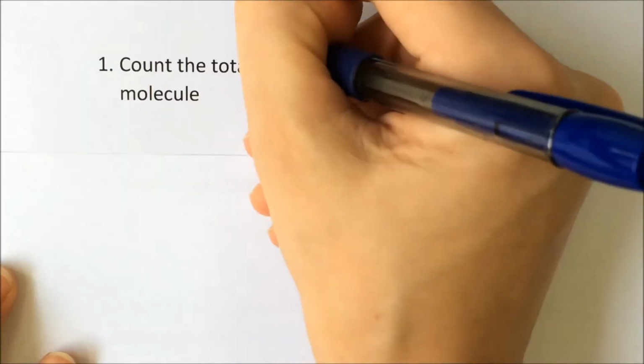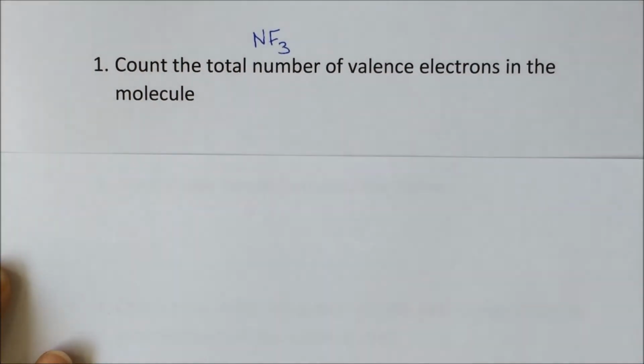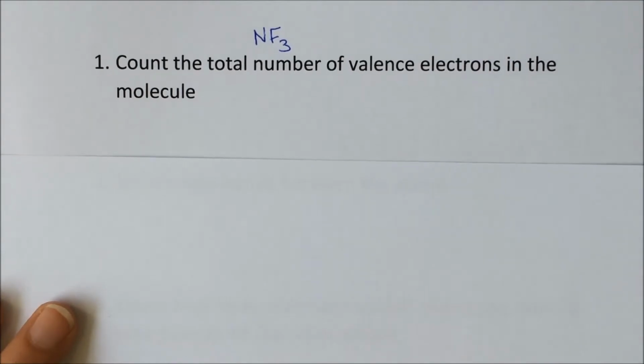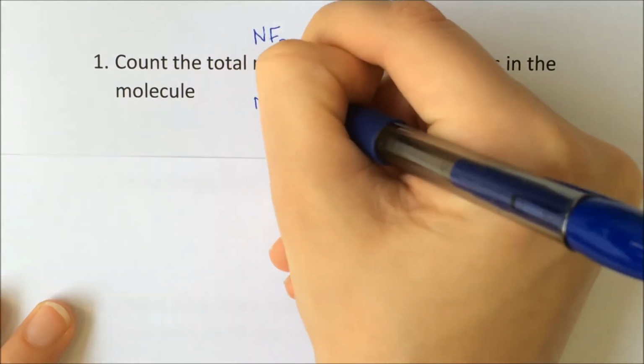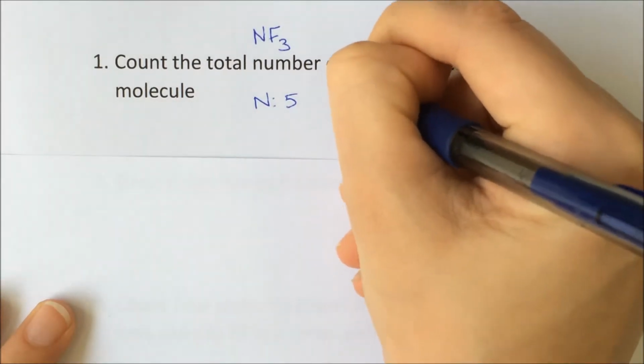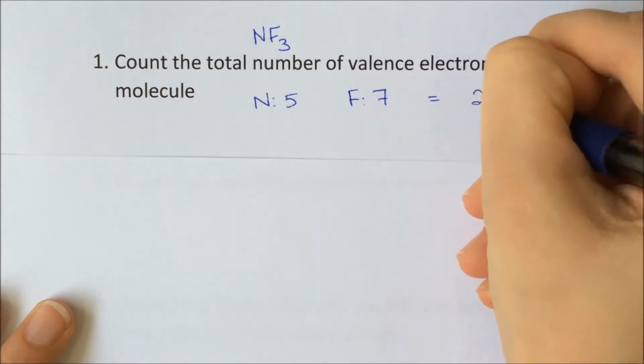The next example that we're going to look at is NF3. And again, we'll go through the steps in order. First, we need to count the total number of valence electrons. We have 5 valence electrons in nitrogen and 7 valence electrons for fluorine. That gives us a total of 26.